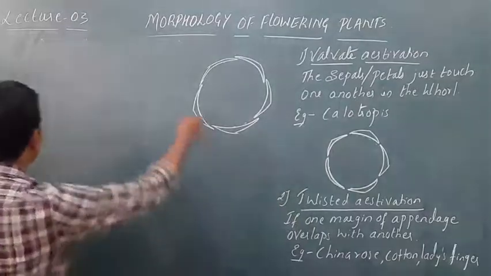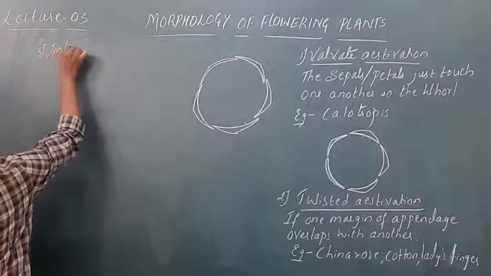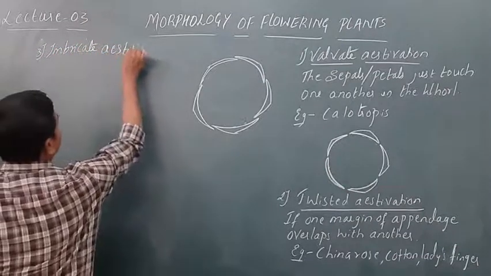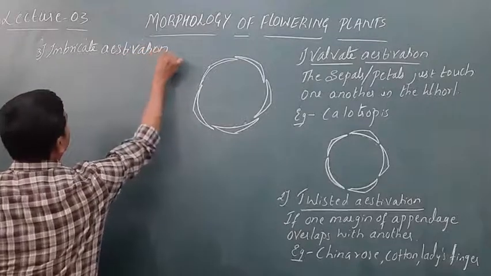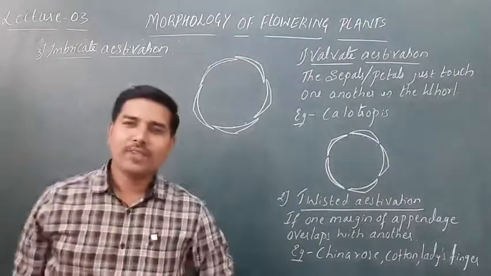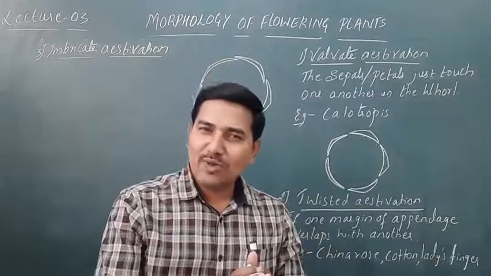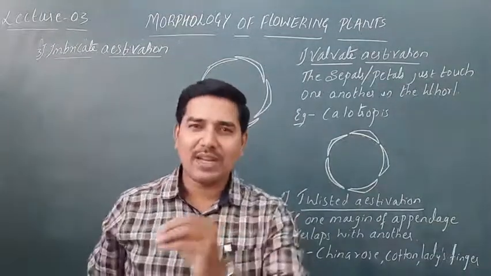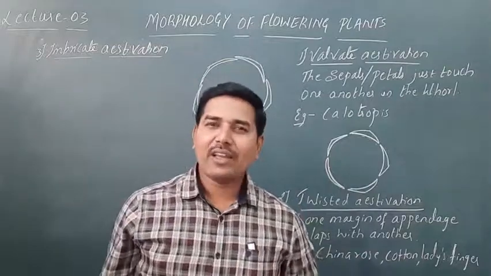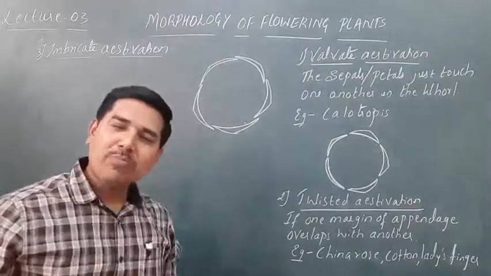Then let's go to the third one. The third one is imbricate aestivation. Let's see what is imbricate. In the imbricate aestivation, there is no regular arrangement of sepals and petals. So sepals and petals are not arranged regularly, and hence in an irregular manner they are arranged, and such type of aestivation is said to be imbricate aestivation.